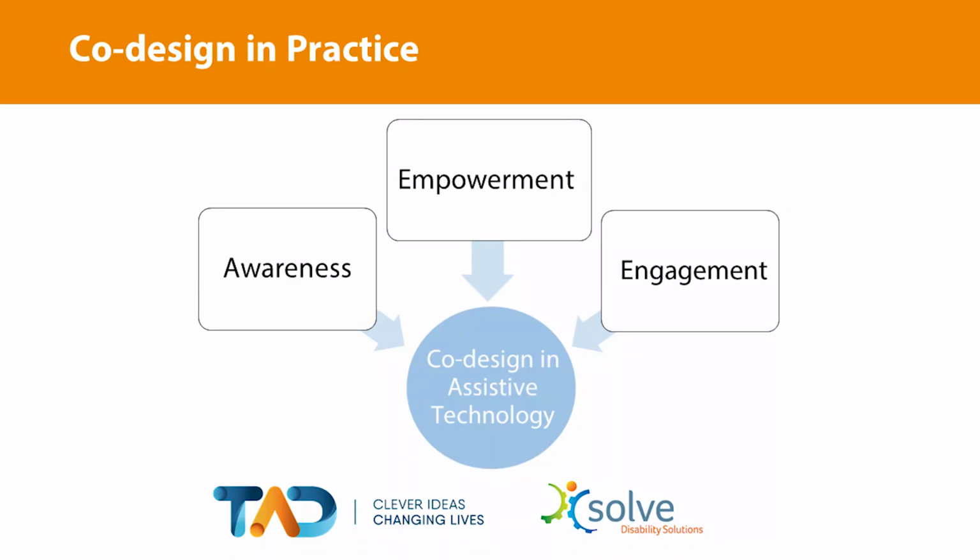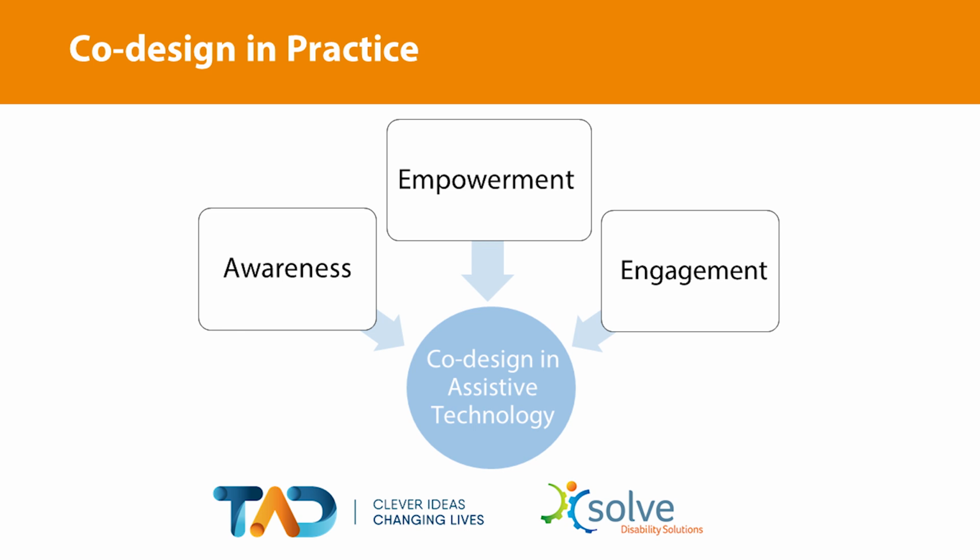In conclusion, there are 3 key points of co-design to be considered. Firstly, awareness. It is my job and your job to help spread the awareness that every person with a disability is a unique individual in terms of their lived experience, their accessibility, and their preference in assistive technology.